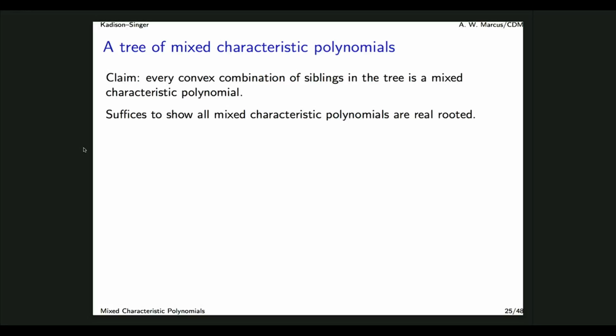What's a little more complicated to show, and I'm not going to show right now, is that every convex combination of siblings in the tree is a mixed characteristic polynomial as well.